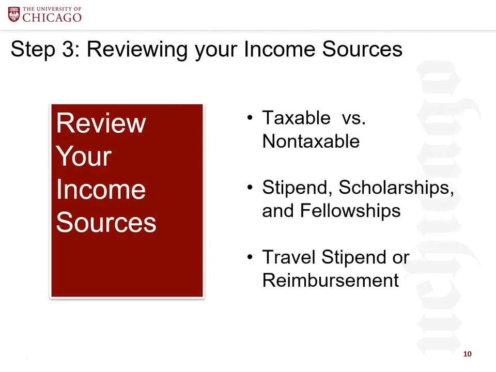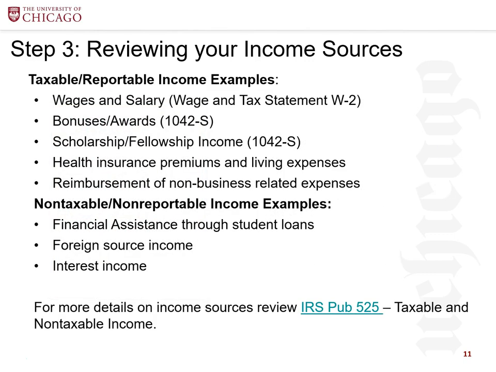Moving on to step 3, we're going to talk about reviewing your income sources. There are 3 different categories of this. We're going to talk about the difference between taxable versus non-taxable income, stipend, scholarships, and fellowships, and then travel stipend or reimbursement payments. And we have a lot of questions about that last one, so we will try to get into a few examples there.